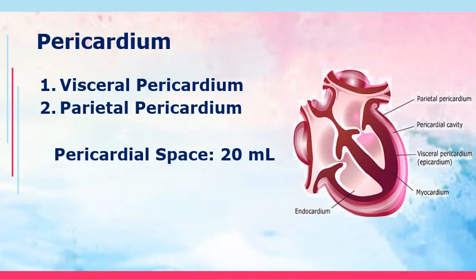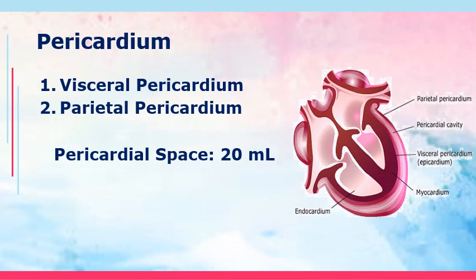Now, let's talk about your pericardium. Your pericardium is a thin fibrous sac that covers and protects the heart. So if your lungs would have the pleura, for your heart you would have your pericardium. Now, your pericardial cavity, just like that of your lungs, would have the visceral pericardium, and then you have the parietal pericardium.